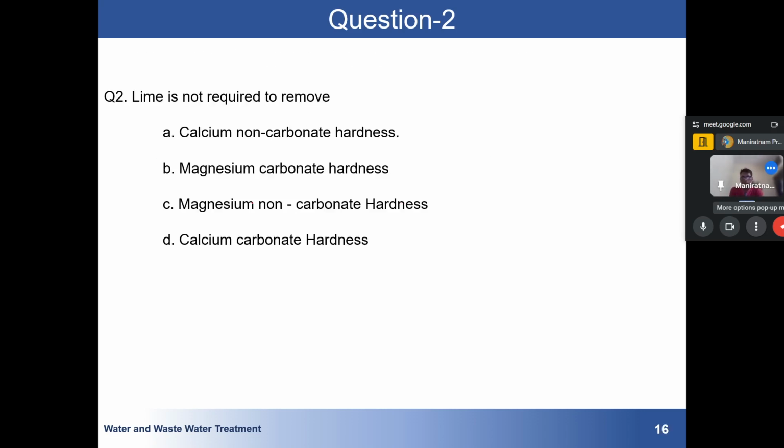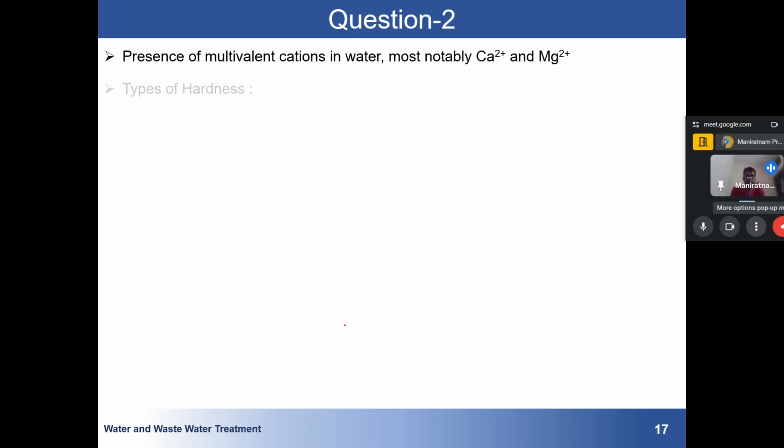Before answering this question, one should have an idea of what non-carbonate hardness is, because a question might arise that carbonate is due to a multivalent ion, so why are they saying carbonate ions? So I am giving you a small discussion, a small idea about this hardness, which I have also covered in the last class.